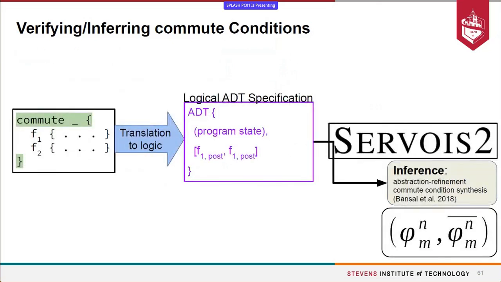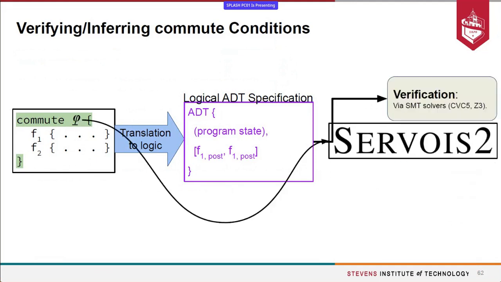So once we have this translation to logic, we take our commute statement, we translate it to the logical ADT specification, we run it through this tool called Servois2, which does commutativity synthesis for logical ADT specifications. And what we get out is a commutativity condition that is guaranteed to be valid. We also get a non-commutativity condition, but we don't use that.